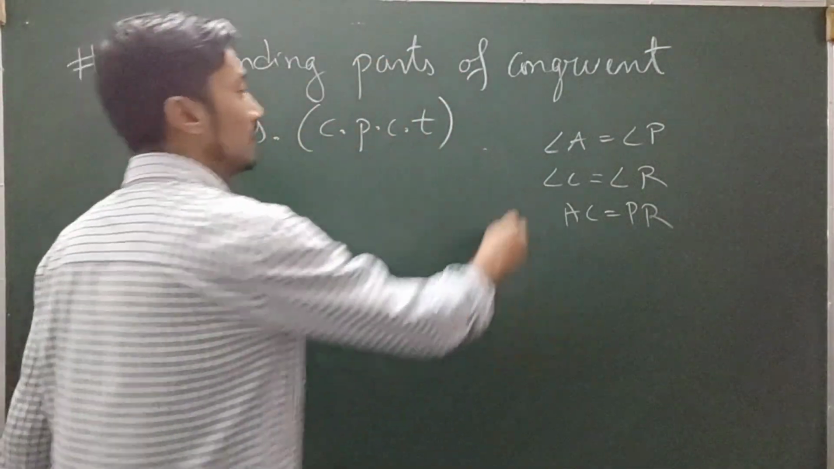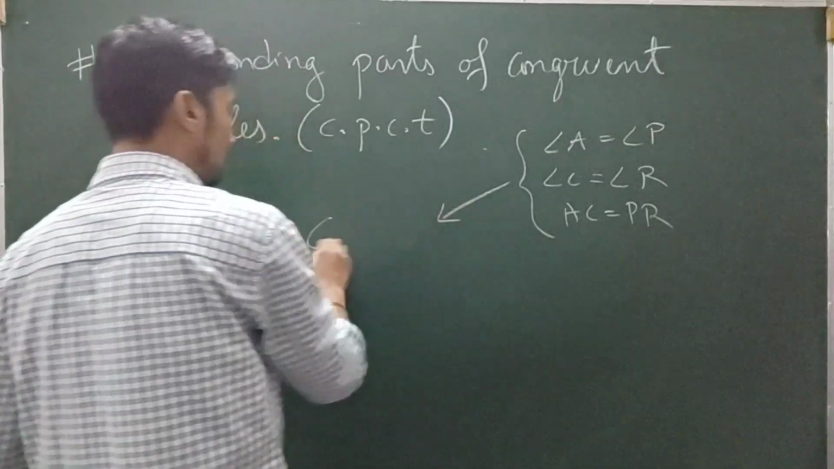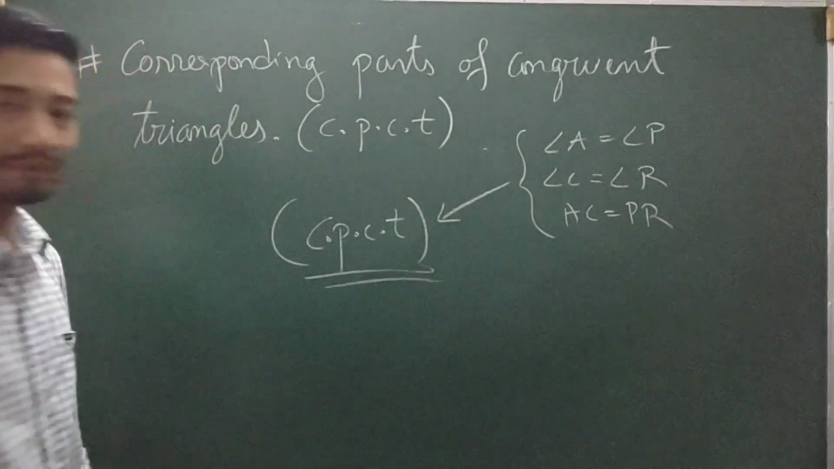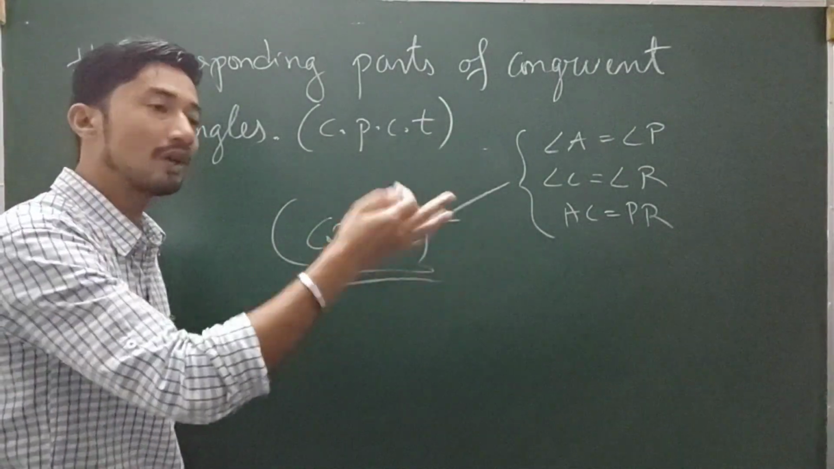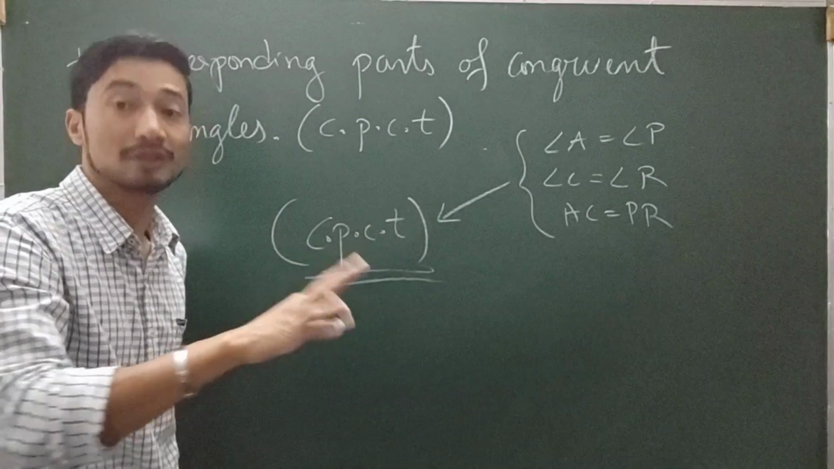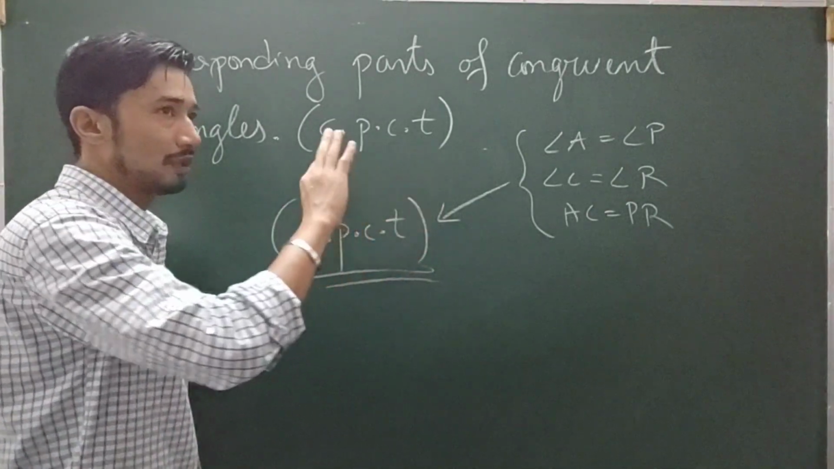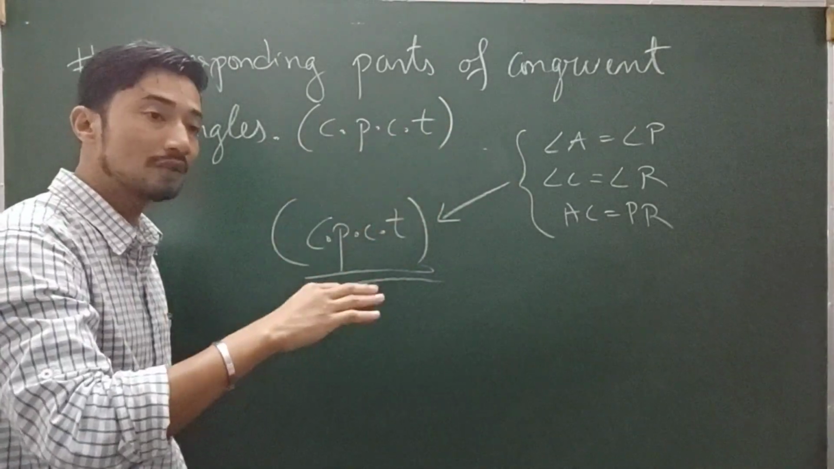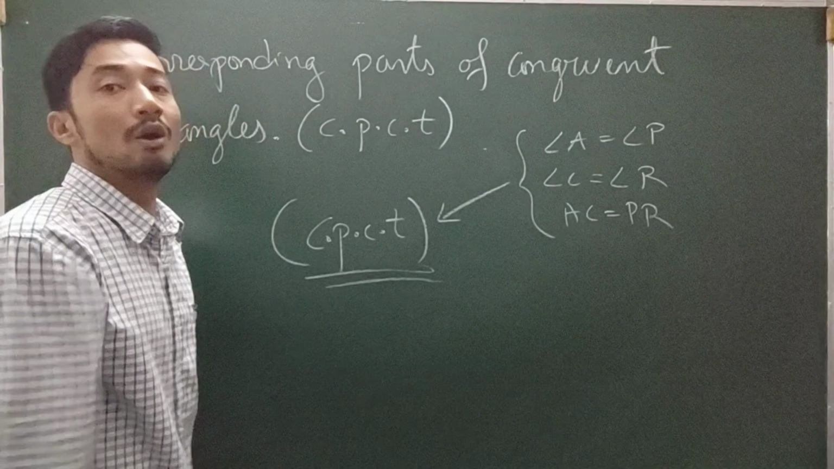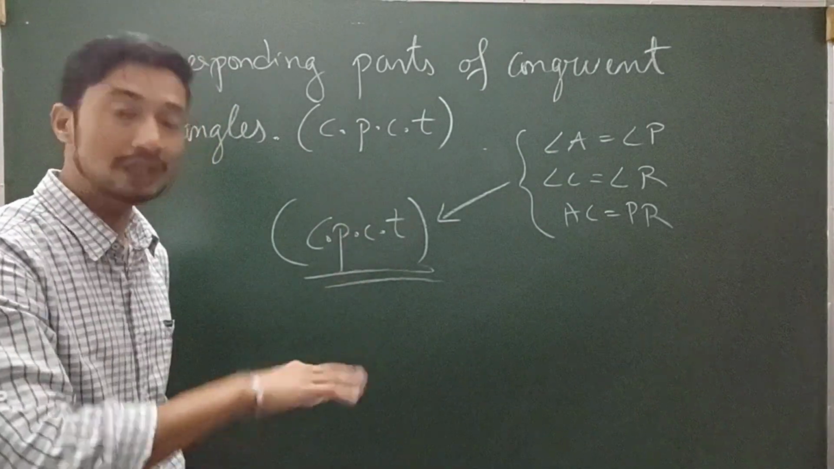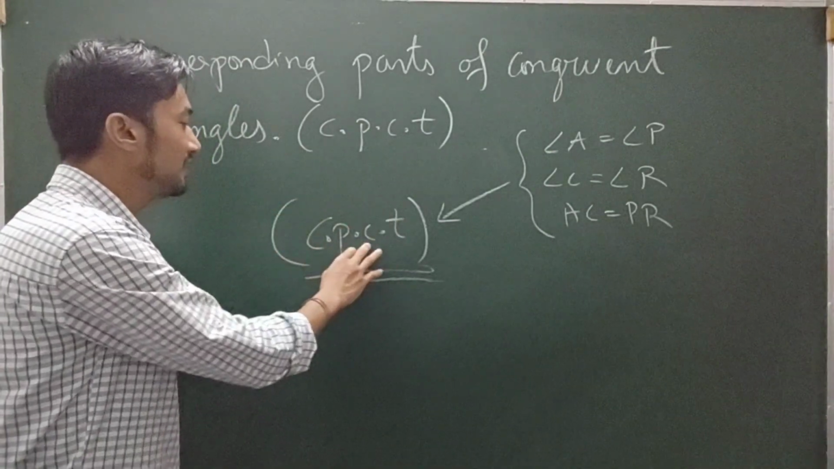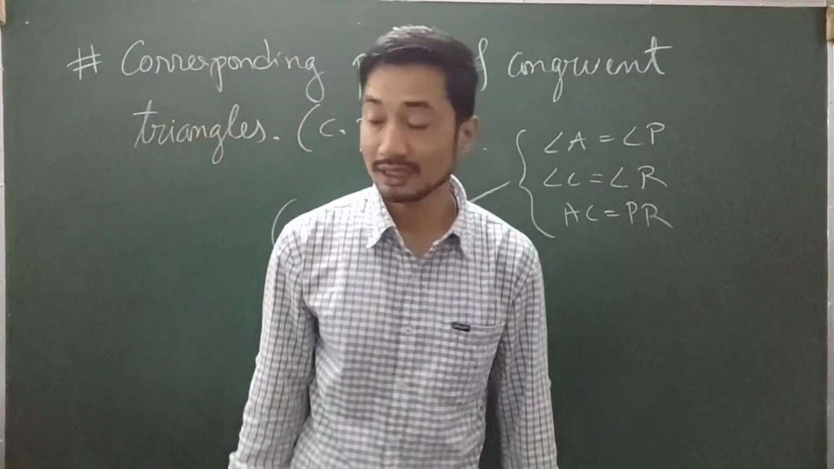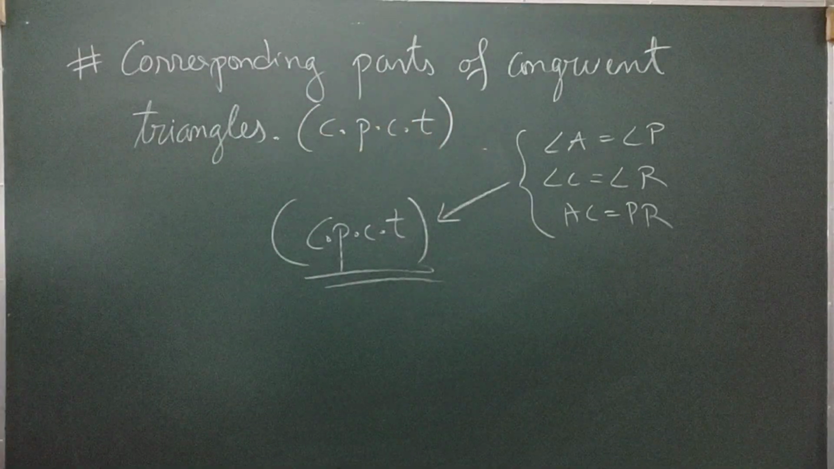What property? For what reason? This will be because they are corresponding parts of congruent triangles. This will be the reason that you will be giving. That means the remaining, left out parts of congruent triangles automatically become equal. So if you are able to prove that two triangles are congruent, then the remaining sides and the remaining angles which you didn't prove automatically become equal. Property why? CPCT, corresponding parts of congruent triangles.